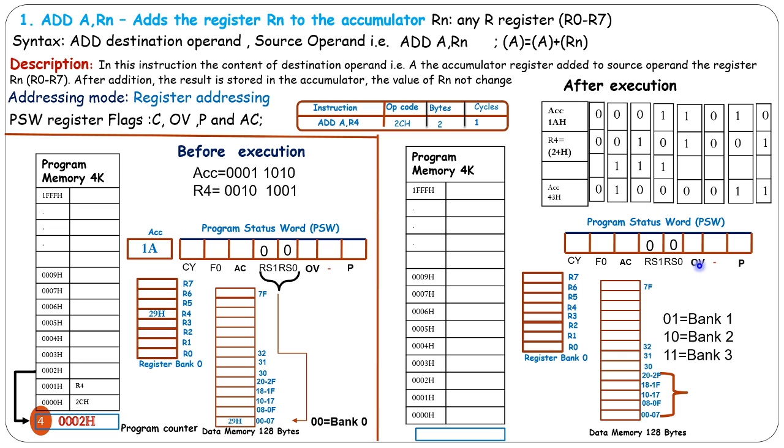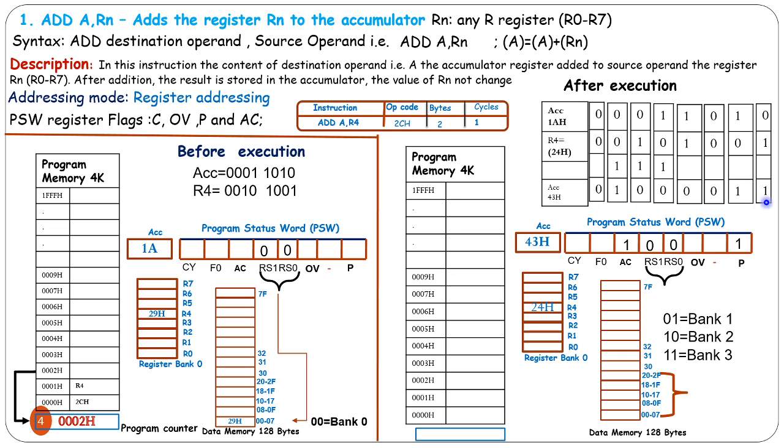Now the flags will get changed. Carry is generated here from the D3 bit. This is the carry generated, so auxiliary carry becomes 1. Now see here, this is the parity flag, and this auxiliary carry becomes 1.